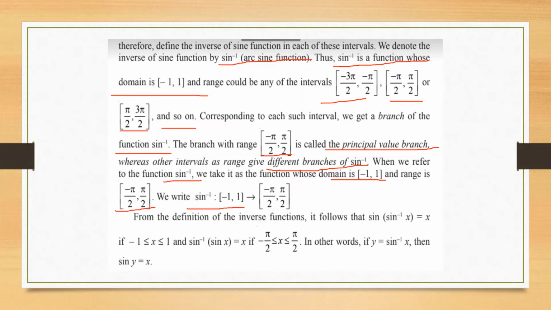Sine inverse maps from [-1, 1], x to y, in [-π/2, π/2]. And remember, sine x will be its reverse, from [-π/2, π/2] to [-1, 1], right? So from the definition of inverse function, it follows that sine of sine inverse x equals x if x lies between -1 and 1, and sine inverse of sine x equals x if x lies between -90 and 90 degrees. In other words, if y equals sine inverse x, then sine y equals x.